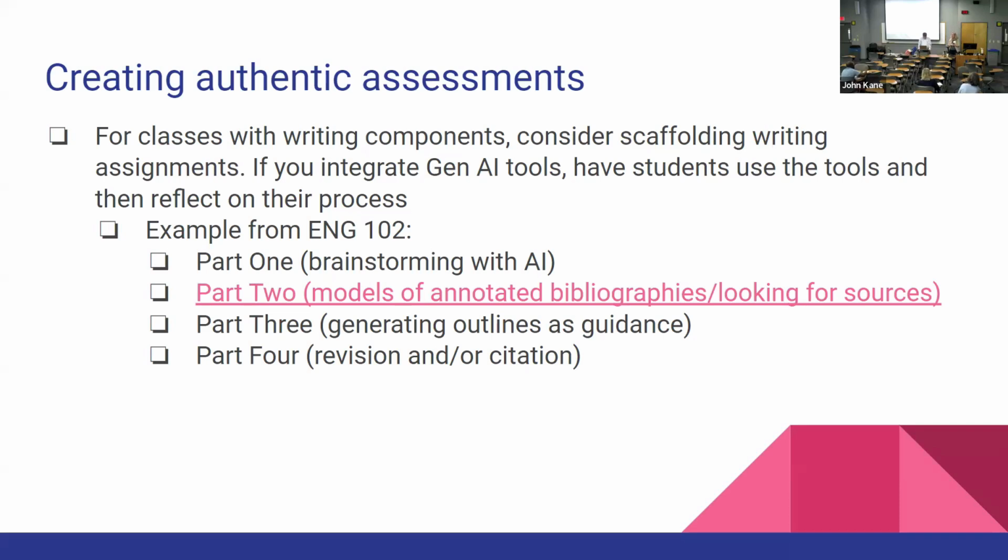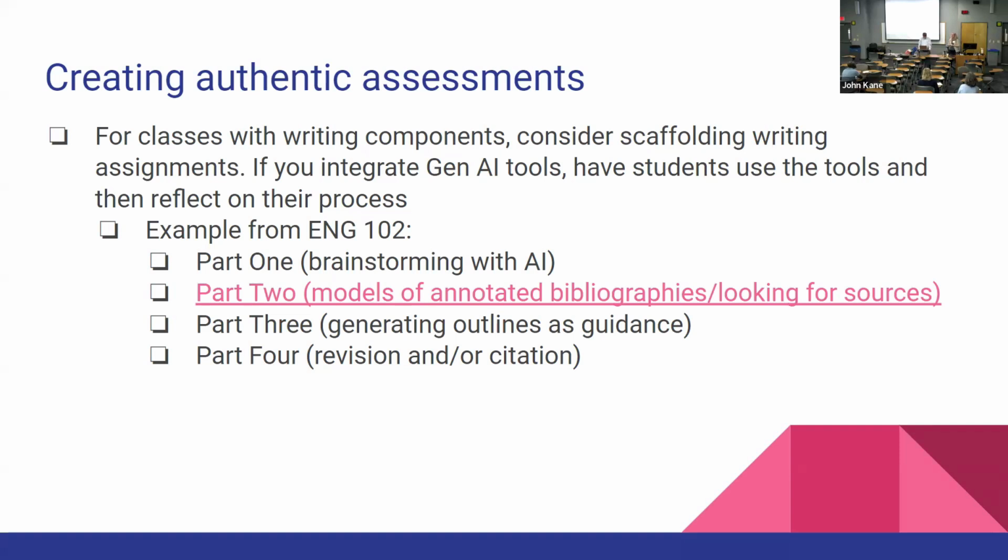For part two, I had them look at samples of other annotated bibliographies that ChatGPT generated. We could talk about what the AI tool did well and what it did not so well. I also had them use ChatGPT to look for sources, and that led to a really fascinating conversation because last year, at that time, ChatGPT was mostly making everything up. That was a really wonderful moment for them because they started to realize that while this tool was really interesting and kind of fun, it wasn't always right.